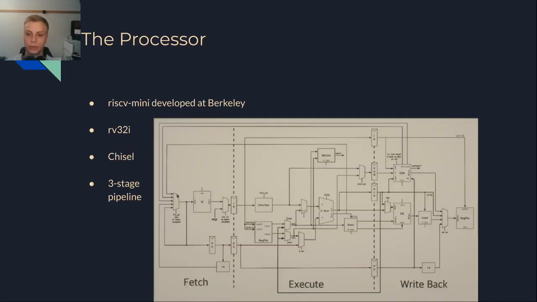So for the hardware implementation, I started with a processor, which is the RISC-V Mini, which is developed at Berkeley. It's an RV32I, which means that it's a 32-bit base integer instruction set. It's written completely in Chisel, and it contains a 3-stage pipeline.